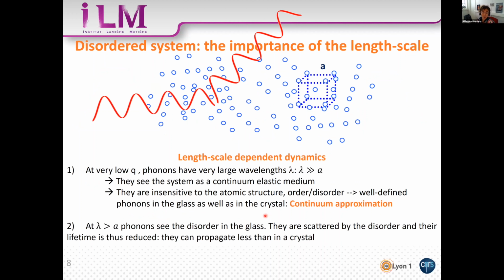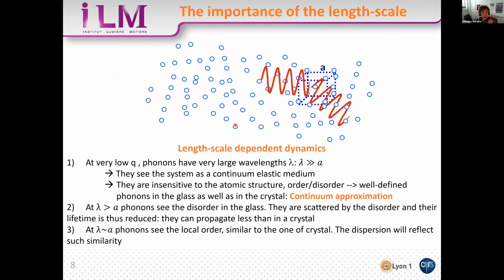Then, when the wavelength gets smaller, the phonon starts to see that the atomic arrangement is disordered, and then it will be scattered, and its lifetime will be reduced. So it's here that we will see the differences with crystals. And finally, when the wavelength becomes comparable with the interparticle distance, the phonon will see that there is a short-range order. At this point, its dispersion will be similar to that of a crystal with the same local order, because it will depend only on the elastic constants between the atoms in this pseudo-unit cell. Now we are interested in this second range because this is the one where disorder will affect phonon propagation.